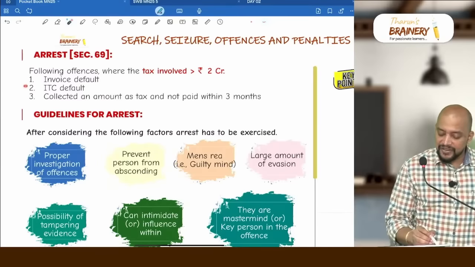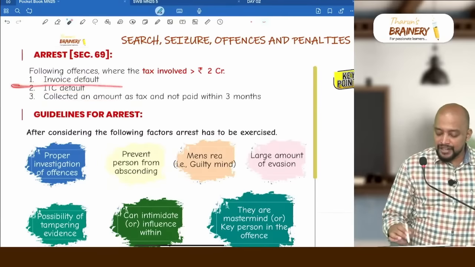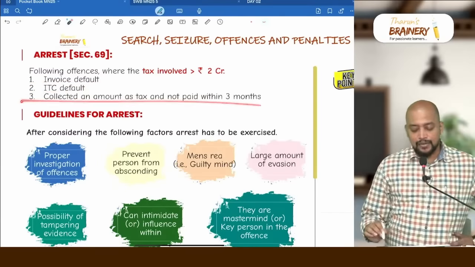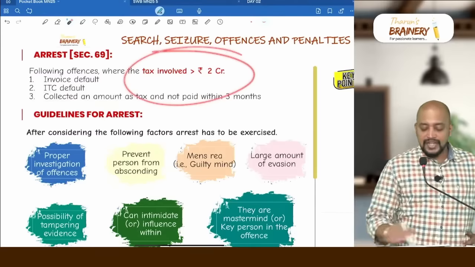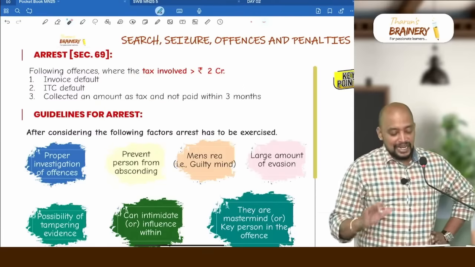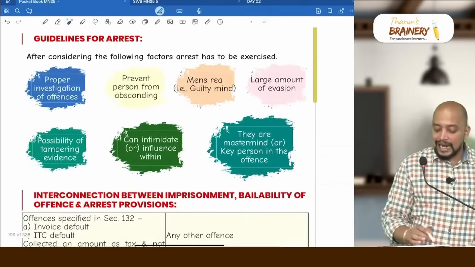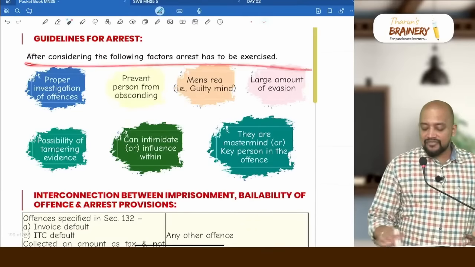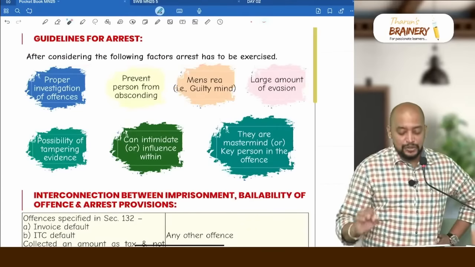So these are the three offences: invoice default, ITC default, and collecting an amount as tax and not paying it within 3 months. But how much should the tax involved be? More than 2 crores. Then only arrest can be made. But there are certain guidelines for arrest. After considering the following factors only, the arrest has to be exercised.